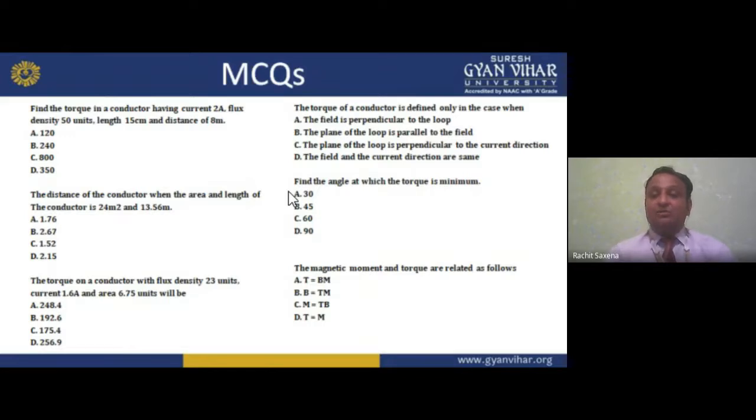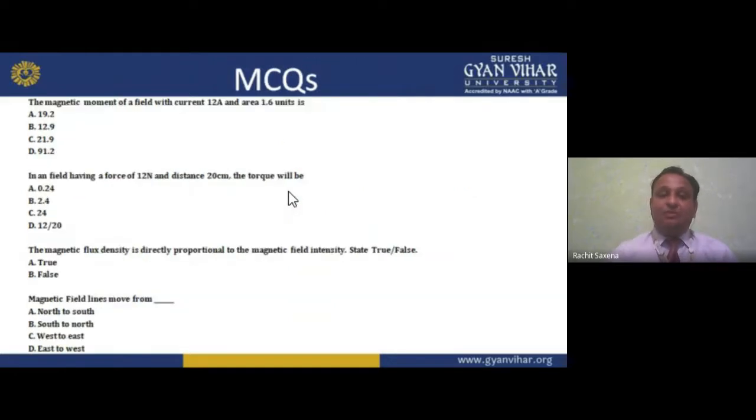Okay. Now the magnetic moment and torque are related as follows. So moment is there, and you can identify it. Now the magnetic moment of a field with current 12 ampere and area 1.6 units: you just have to multiply and get the answer. In a field having a force of 12 and a distance of 20 centimeter, what will the torque be? You have to identify how to do it.